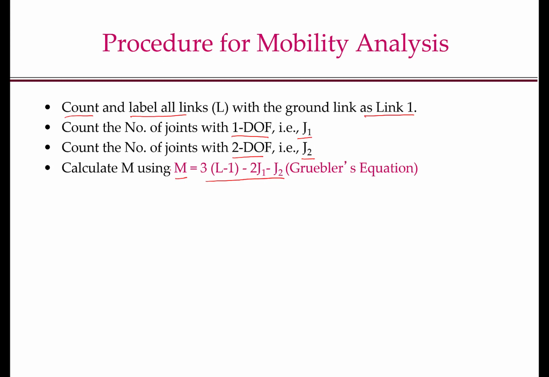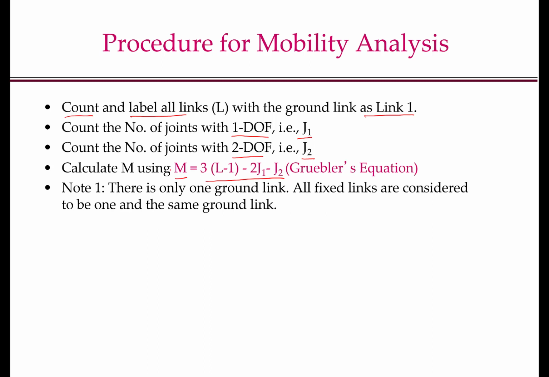And then once you have L, J1, J2, directly use Gruebler's equation to compute the degrees of freedom M. Now there are a few things that you have to be cautious about when you're using Gruebler's equation. The first thing is that there is only one ground link. You only count the ground once. All fixed links are considered to be one and the same ground link.